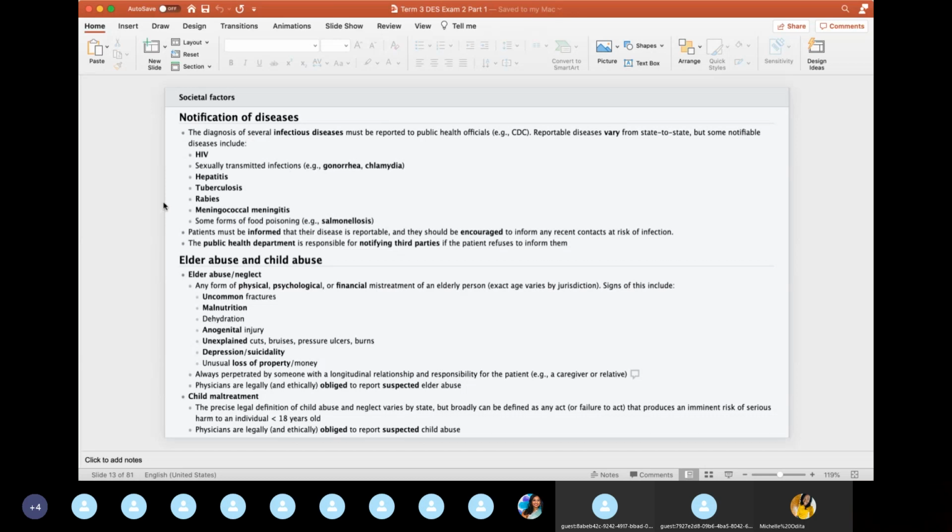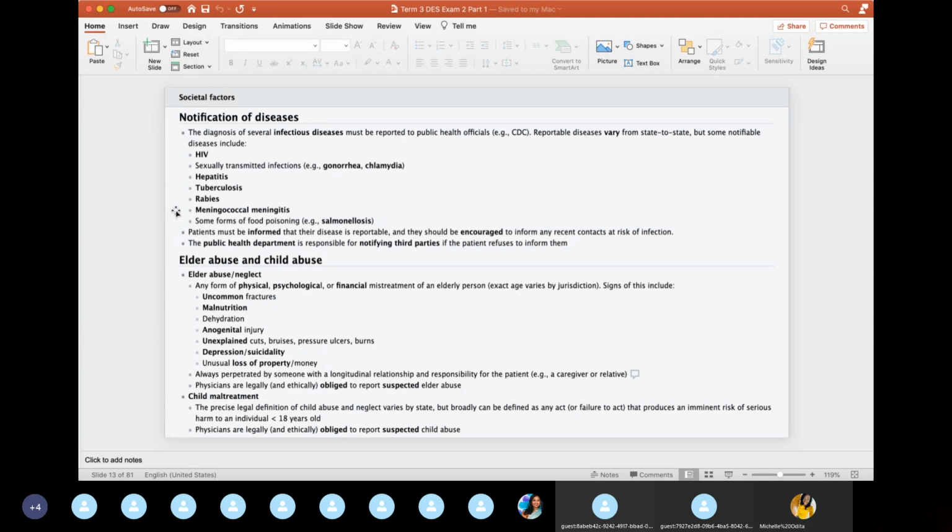Now, high yield, the notification of infectious diseases, okay? So these are HIV, gonorrhea, chlamydia, hepatitis, tuberculosis, rabies, meningococcal meningitis. So what's the point here? If you want to hook up and you're using Tinder, make sure you use protection. That's why they're there. Most of these are sexually transmitted infections.